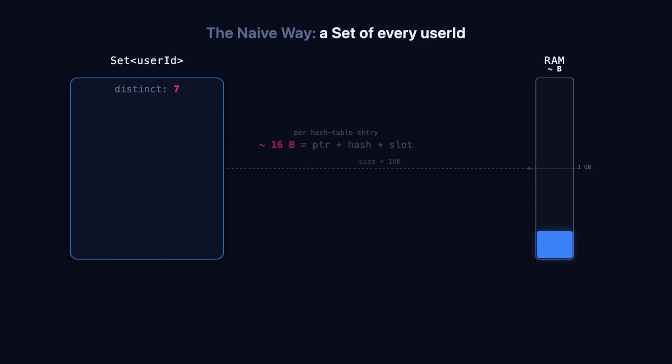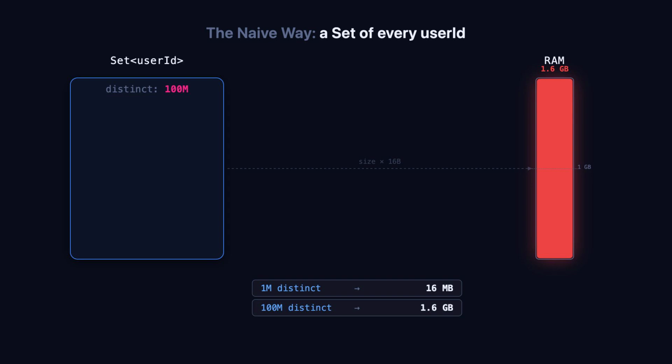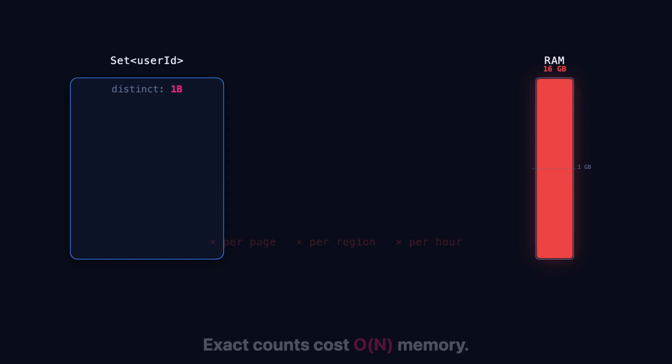A typical user ID, stored as a hash table entry, takes around 16 bytes when you count the pointer, the hash, and the slot overhead. 1 million distinct users is 16 megabytes. 100 million is 1.6 gigabytes. 1 billion is 16 gigabytes, and that's per metric. If you also want unique users per page, per region, per hour, you're now spending more on counting than on serving the actual product. We don't always need the exact answer. So let's give up exactness and see how cheap we can make this.